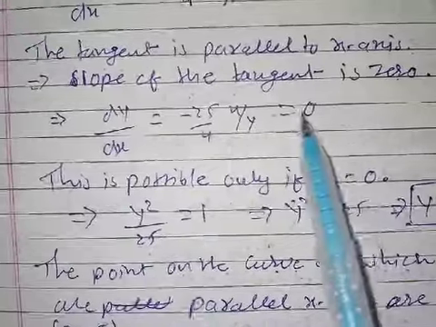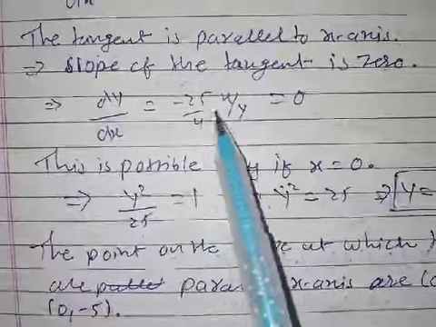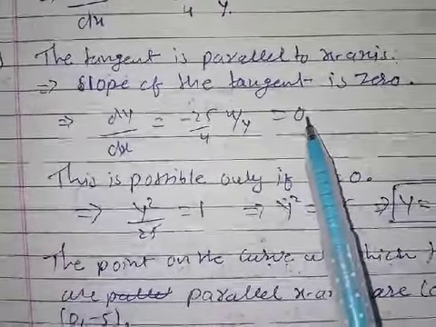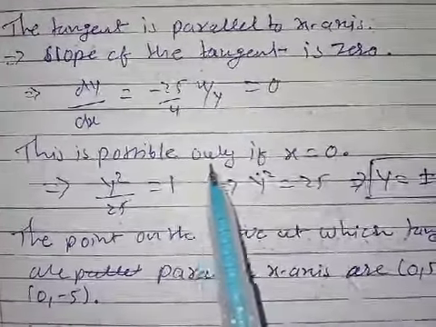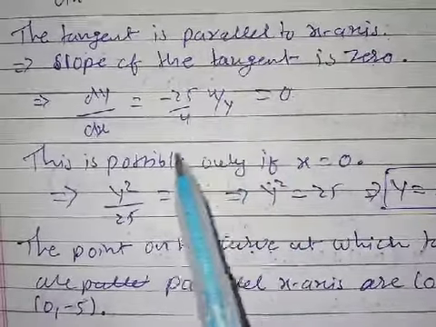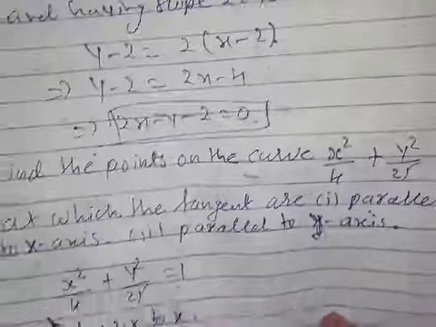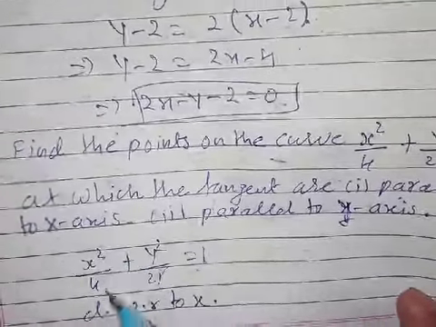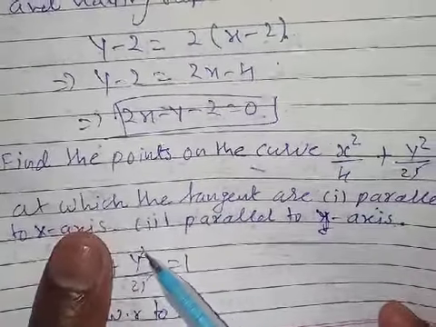So dy by dx, the slope of the tangent, we have to equate to 0. This whole expression can be 0 only if x is equal to 0. Got it? If x is equal to 0, then what will be y? Substitute x is 0 in the equation: y square upon 25 is equal to 1.